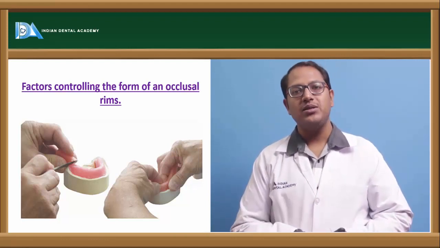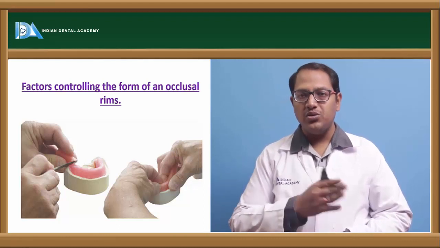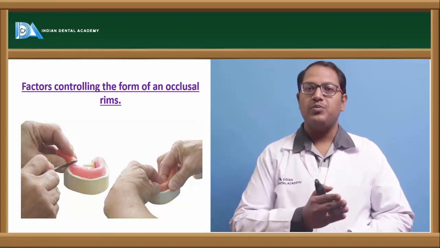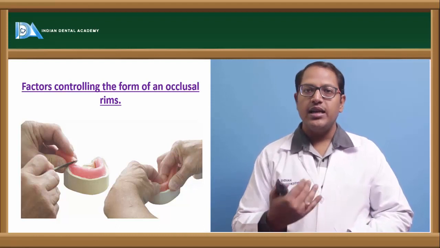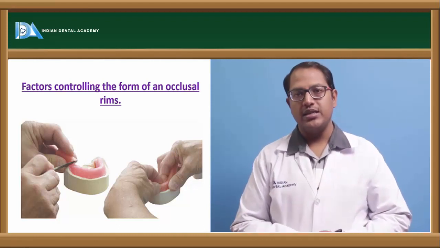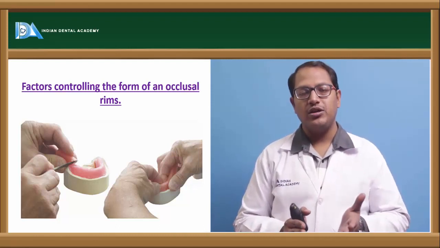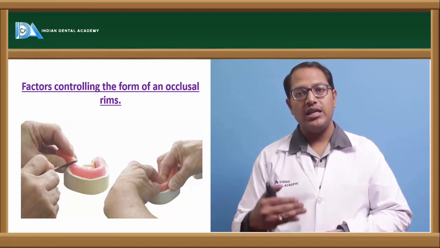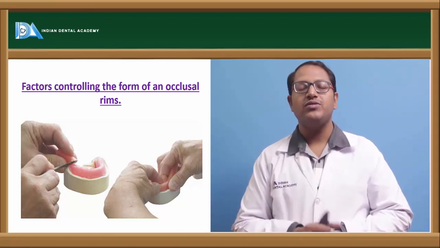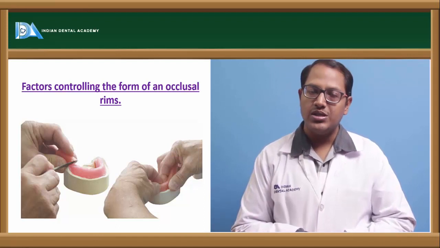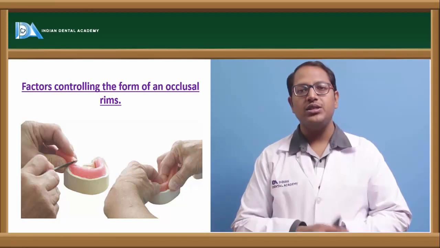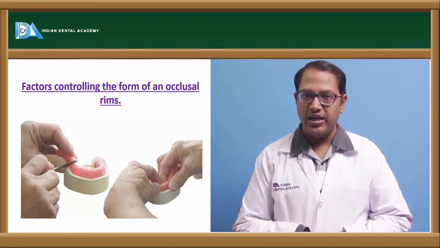Neutral zone means that particular space which is equally supported by the pressure of the tongue on one side and the cheeks on the other side. So when the vector pressure of the tongue and the cheek equalizes, that particular region will be called the neutral zone. So the teeth arranged in the neutral zone is the best way to give denture teeth to a patient.